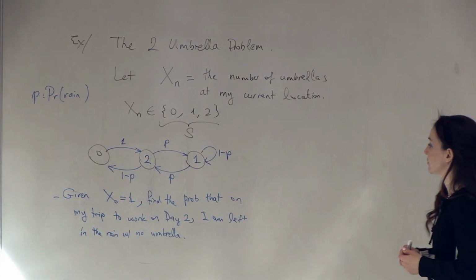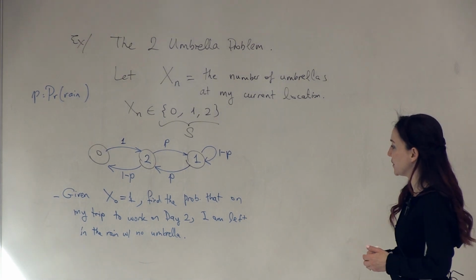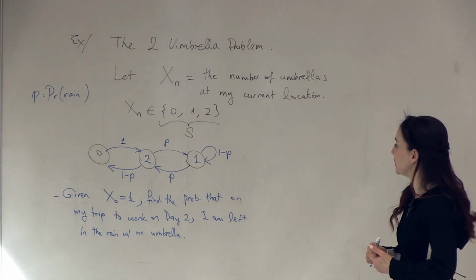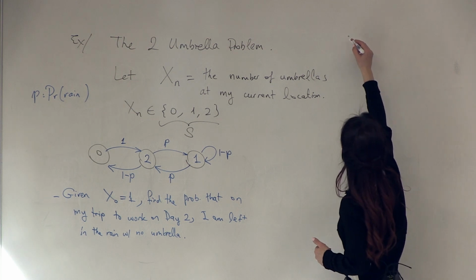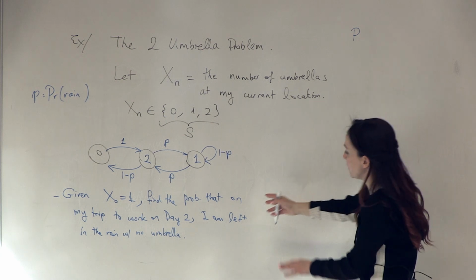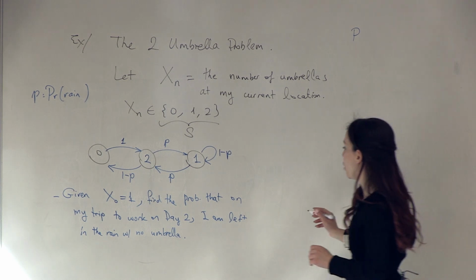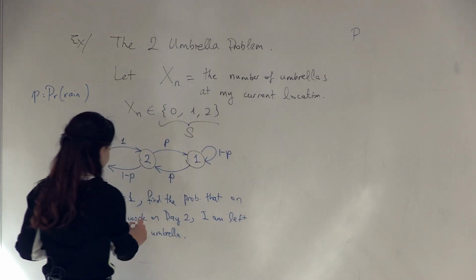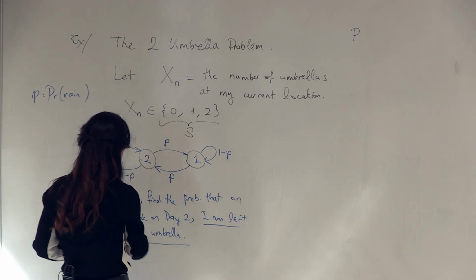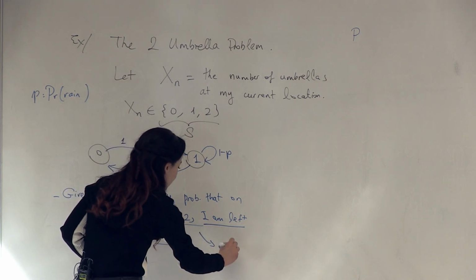Well, there are various ways to reason about this, but we will employ our two-step transition probabilities. So first of all, let's remind ourselves, what are two steps? Let's go from the main statement of the problem. Let's call this event, I am left in the rain with no umbrella on my trip to work on day 2. Suppose this is event A.